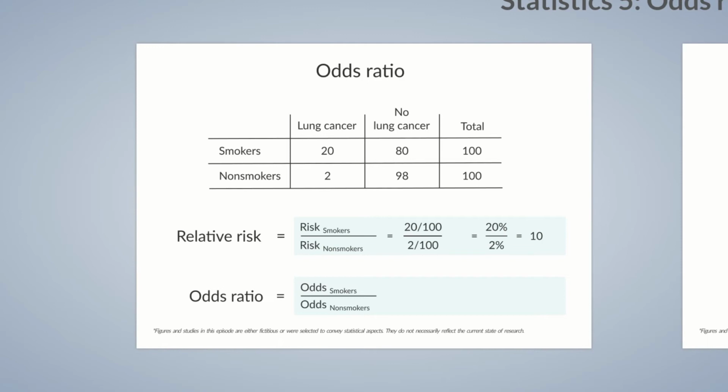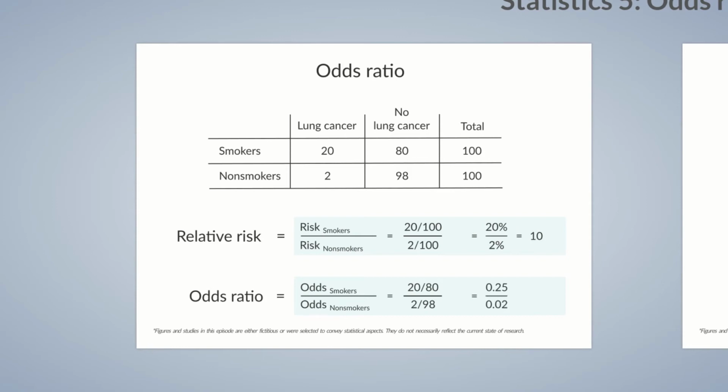You obtain the odds of smokers by dividing the number of diseased individuals, 20, by the number of healthy individuals, 80. This is also applied for non-smokers, which is 2 divided by 98. As we explained in the previous Chalk Talk episode, odds are usually expressed as a decimal or whole number. 20 divided by 80 is 0.25. 2 divided by 98 is approximately 0.02.